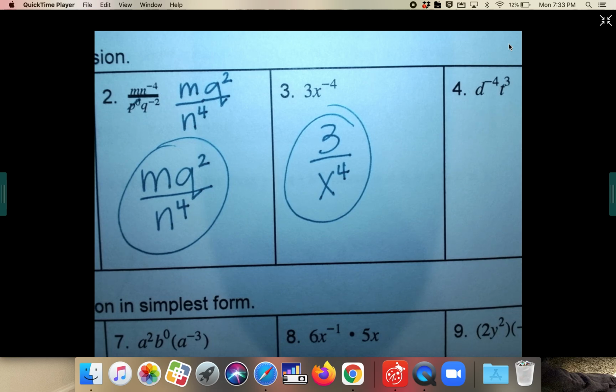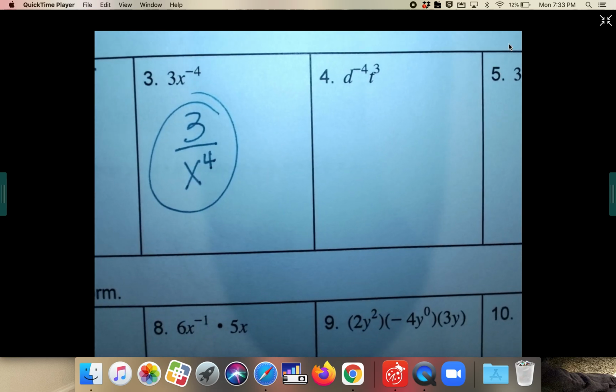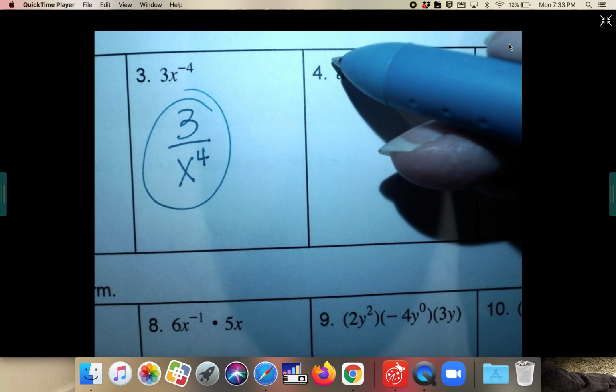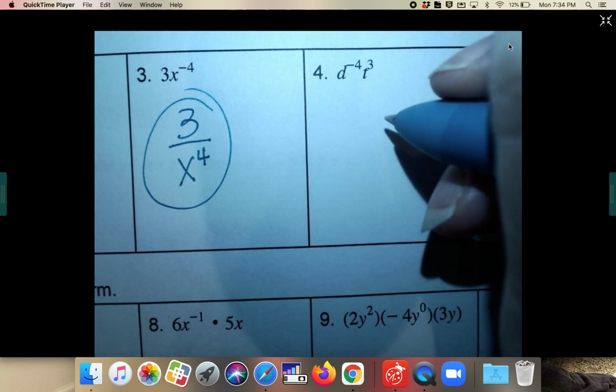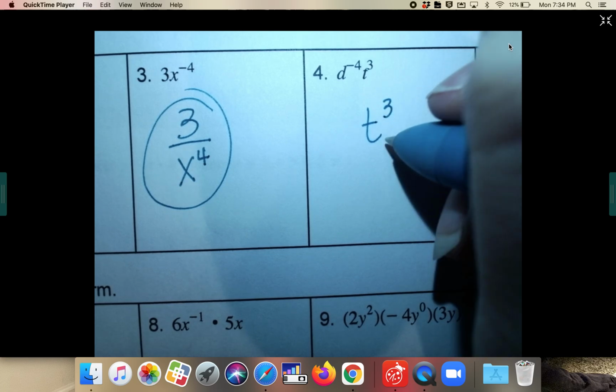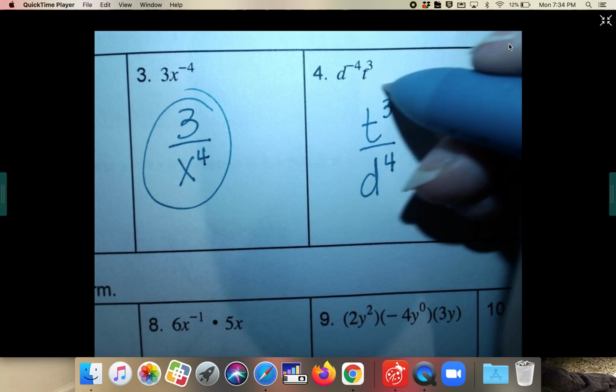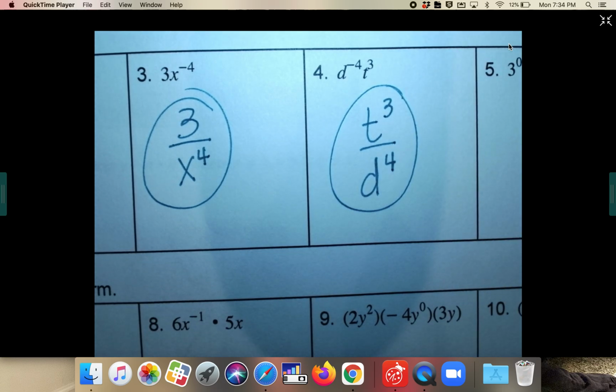All right, number 4, t to the 3, there's nothing wrong with it, but there is a problem with d to the -4th. So t to the 3rd is going to stay up top, and d to the -4th is going to be brought down to the bottom, and now it's going to be +4.